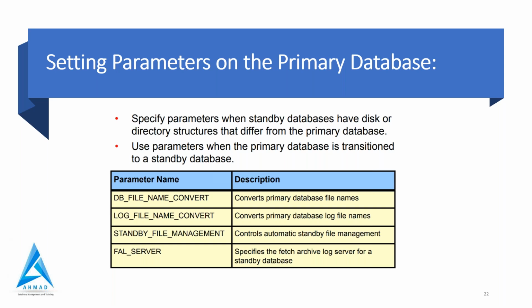So DB file name convert converts whatever database files are there, and you can define the path here. If your directory structure is different, you can define different values separated by commas. And log file name convert gives the redo log file name. And standby file management is basically manual, and you can put in auto. It means that if you add a data file on your production side, it will automatically be added on your standby. And file server basically will fetch the gap if anything happens. Earlier file client was also there, but now it is not used, only file server we can use.